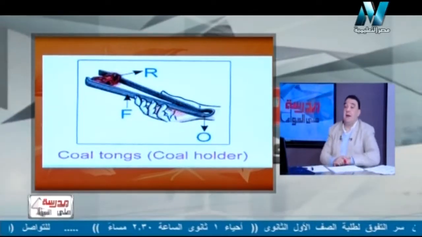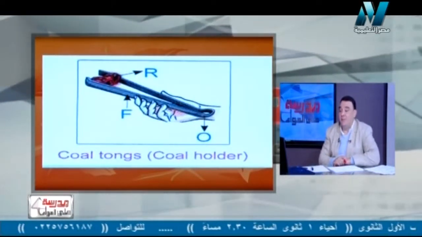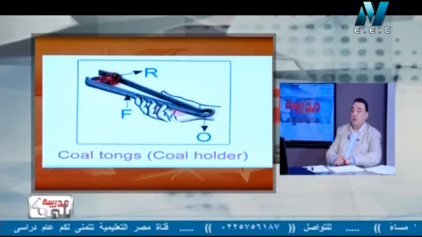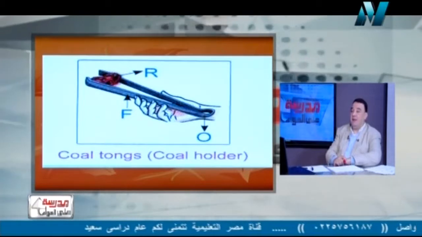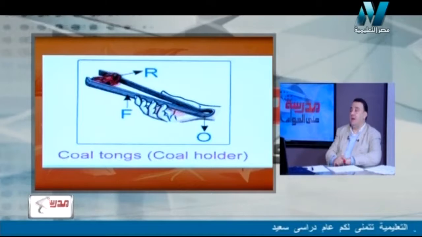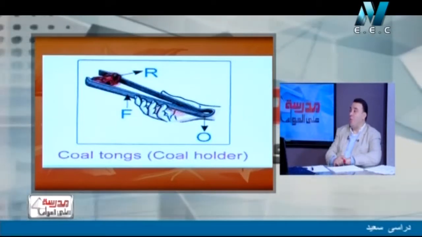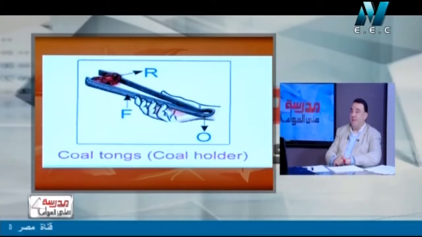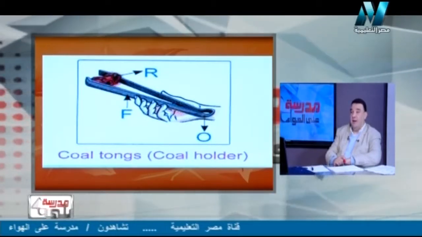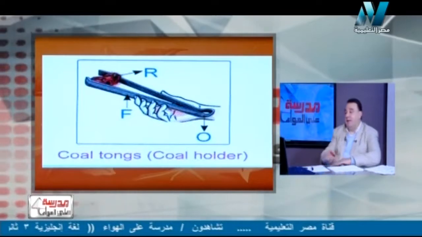Another example, sorry, coal tongs or coal holder is considered from what? Surely we can see F in the middle between R and O, so it will be third class lever. Why? Because it has F in the middle between resistance force and fulcrum.